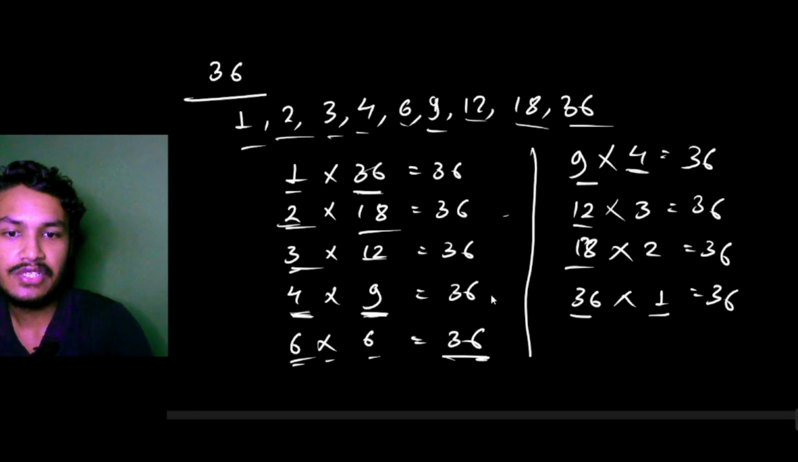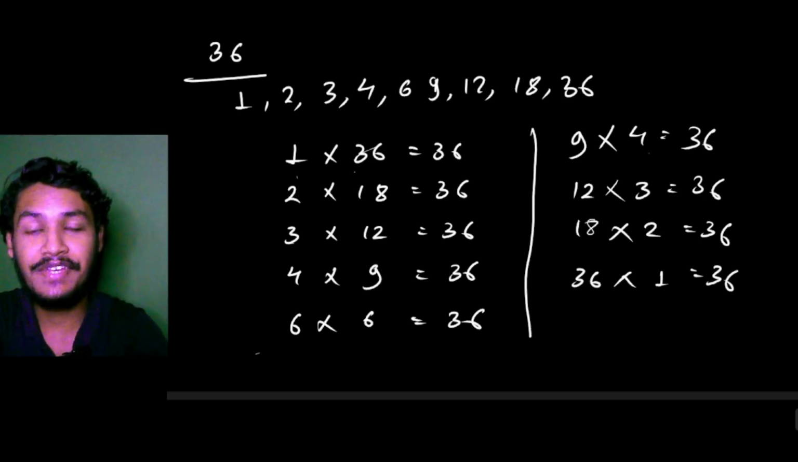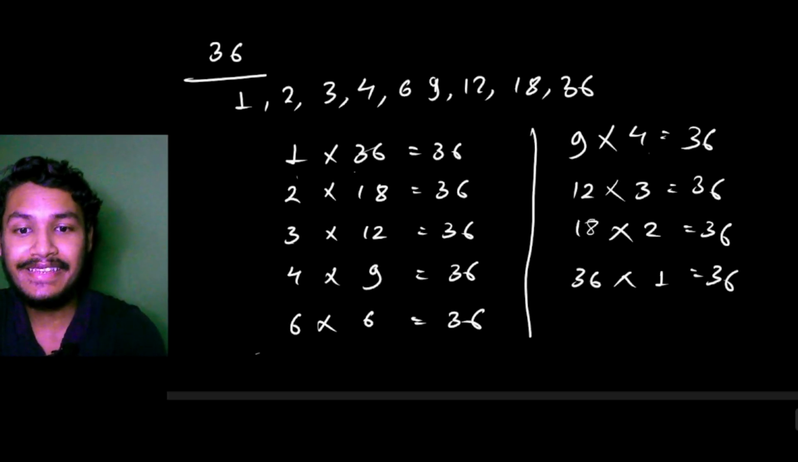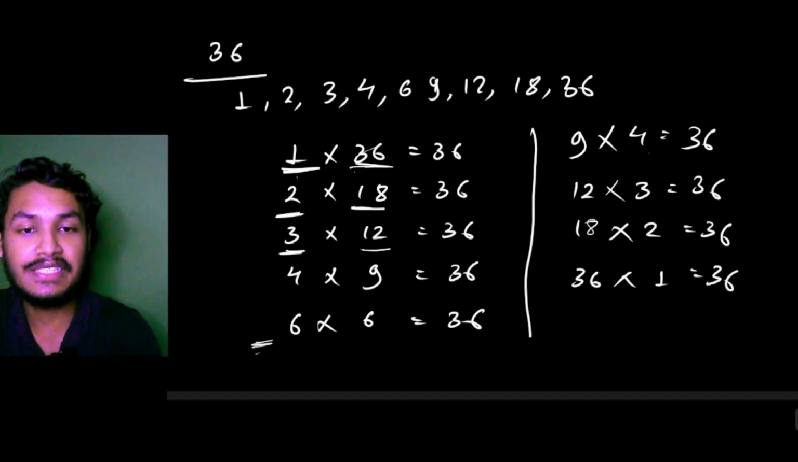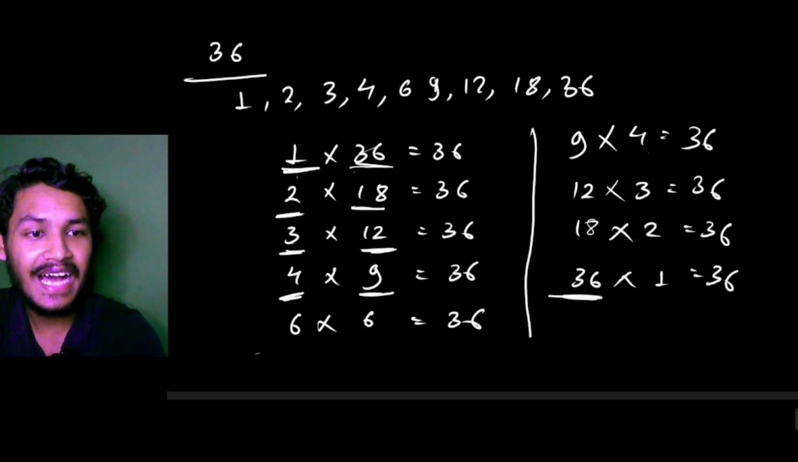You will observe here that till this number we have already extracted all the divisors. How? If this is a divisor, that means this is also a divisor. This is a divisor, that means this is also a divisor. This is, that means this is also. All right, and this is the same number. So we don't have to run our for loop till the last number.